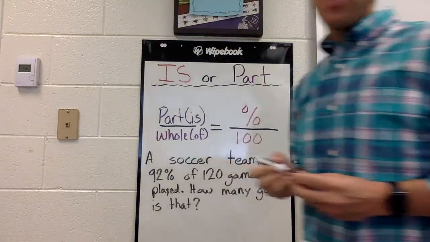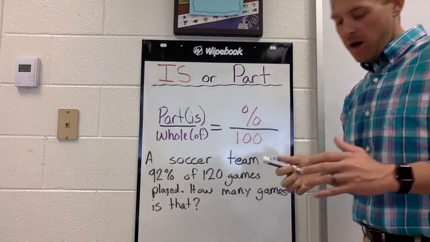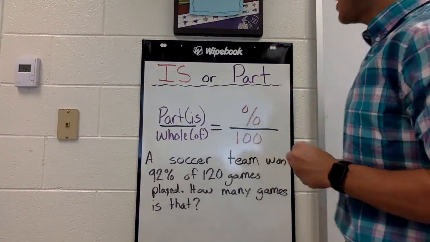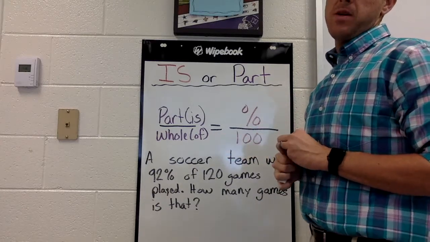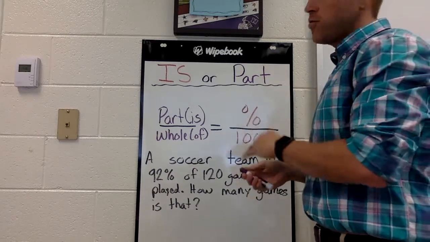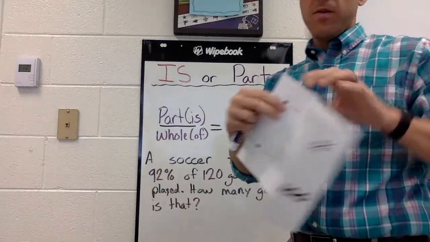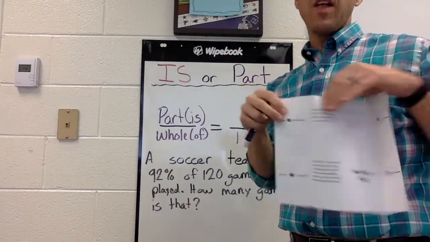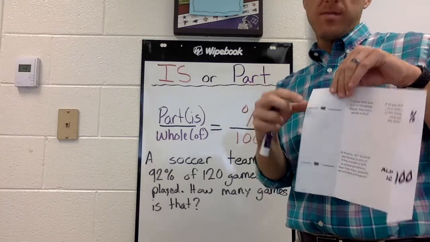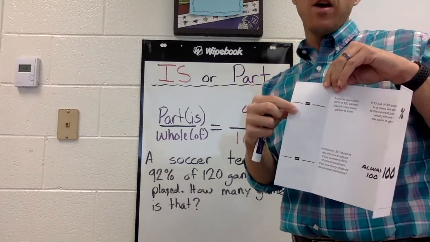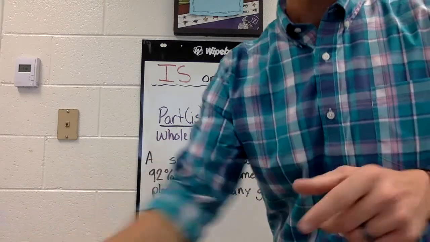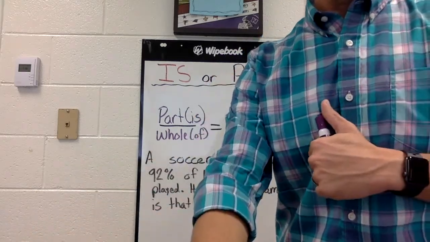In a lot of these problems, they're going to use the two words is and of. So if they say is a number, that goes on top. If they say of a number, that goes on bottom. Make sure you have this written down right here on this flat because we're going to use this over and over. You'll notice it's on all four of the flats. It's going to be the same for all of them. So you put is over of, or part over whole, and then percent over 100. Pause that video right now and write this down.